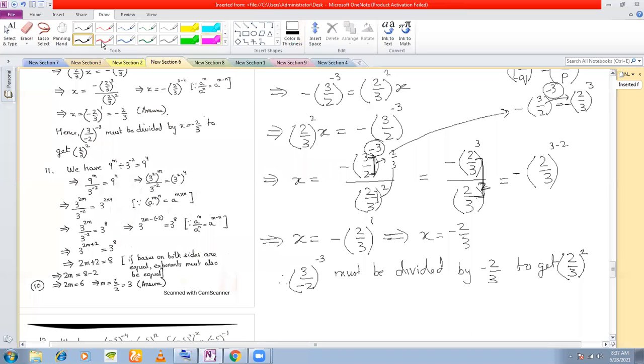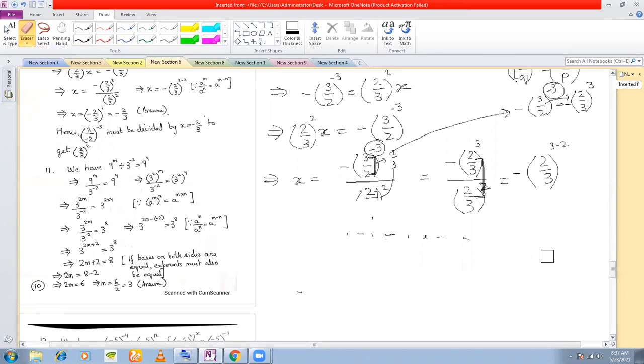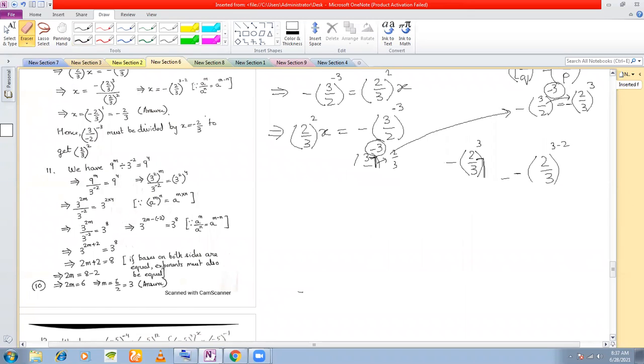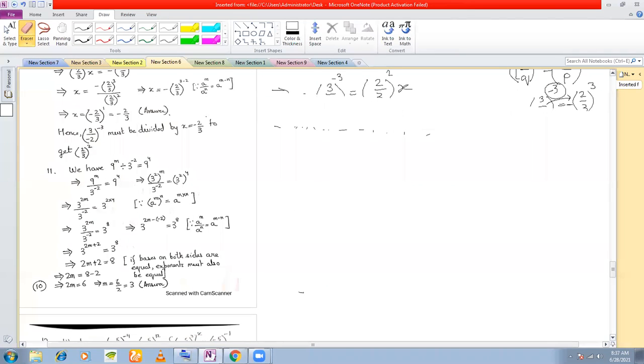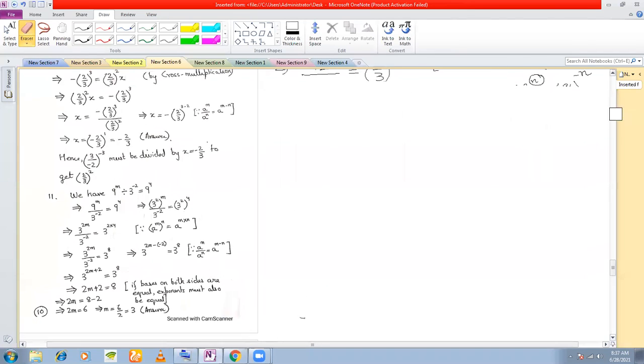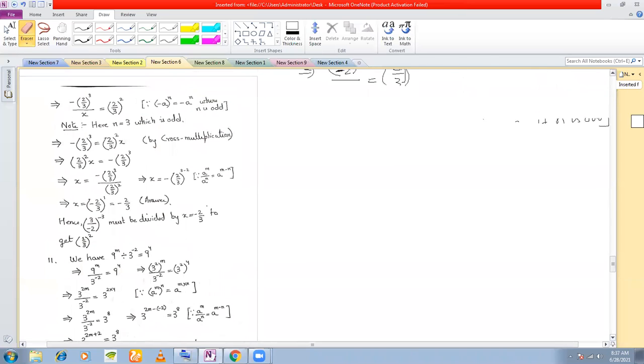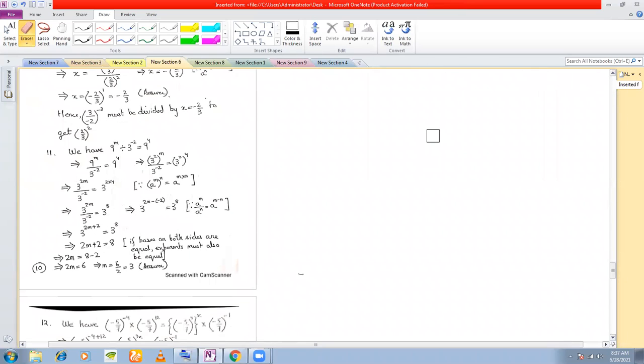We now start with the next question. And this is the last question for today. Question number 11. Solve for m. Solve this equation. 9 to the power of m divided by 3 to the power of minus 2 is equal to 9 to the power of 4.